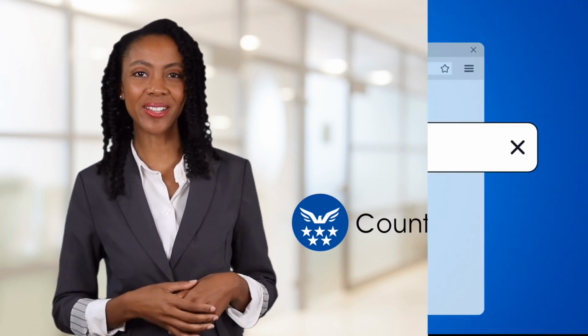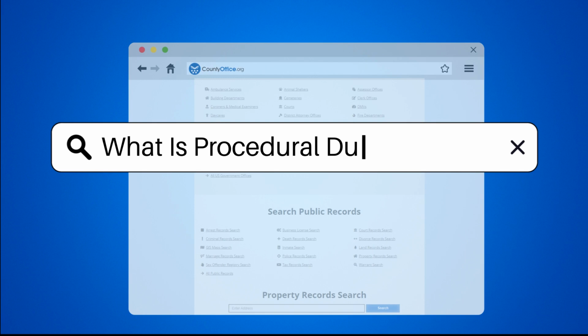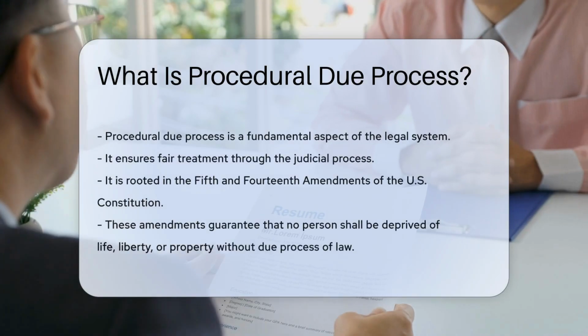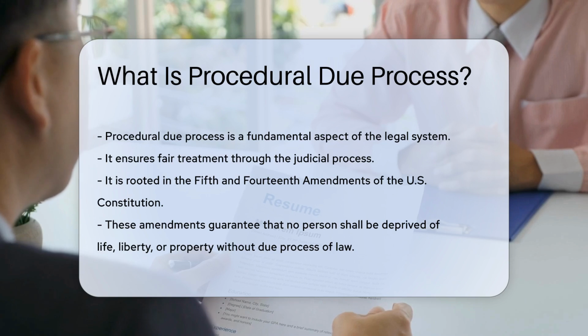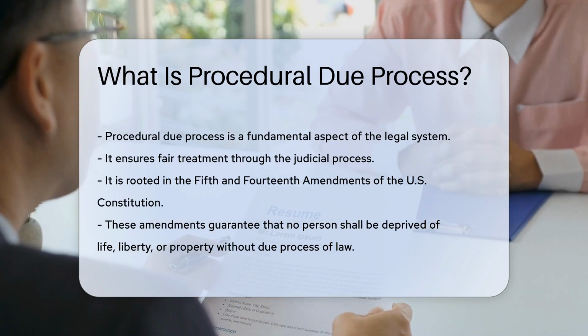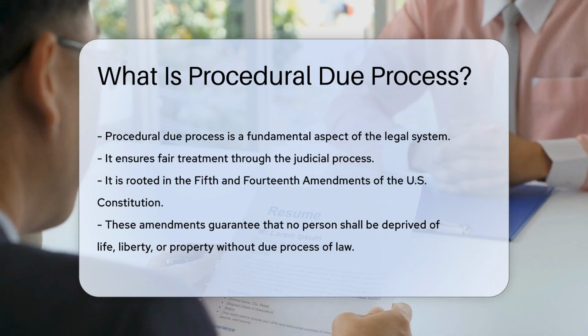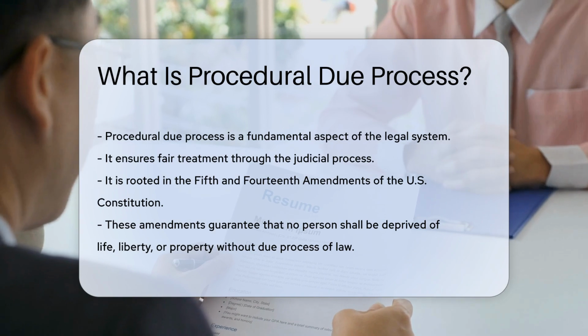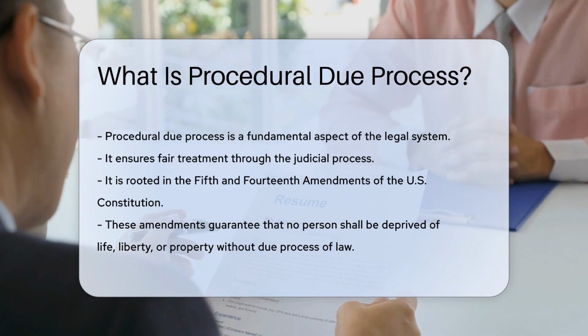Let's get started. What is procedural due process? Procedural due process is a fundamental aspect of the legal system. It ensures fair treatment through the judicial process. It is rooted in the Fifth and Fourteenth Amendments of the U.S. Constitution. These amendments guarantee that no person shall be deprived of life, liberty, or property without due process of law.